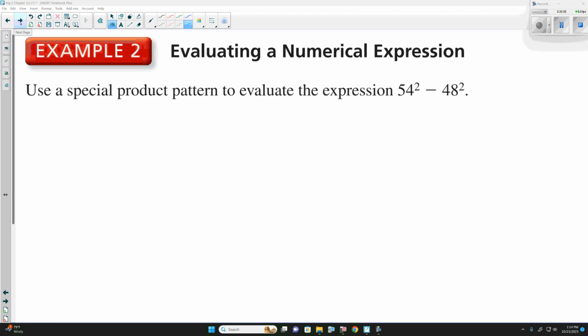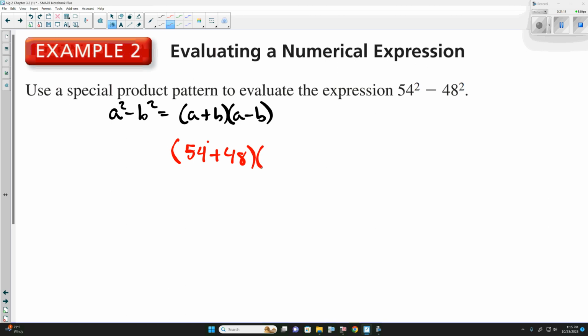Let's move on to the last part. Use the special product pattern to evaluate 54 squared minus 48 squared. So this is going back to our a squared minus b squared, what we've been using today, which is equal to a plus b times a minus b. And we can use it for this problem here because a in our case is 54, b is 48. So what we're saying is that this is the same as 54 plus 48 times 54 minus 48.